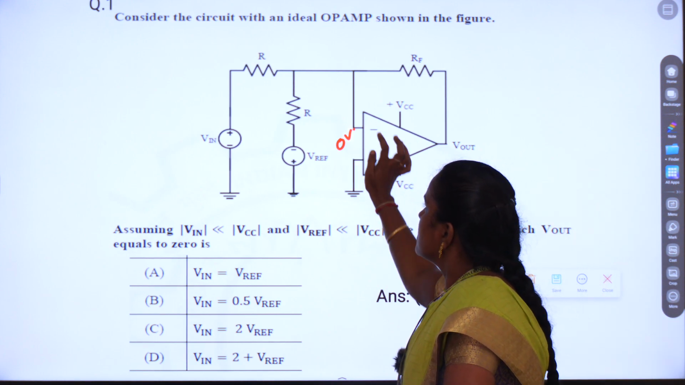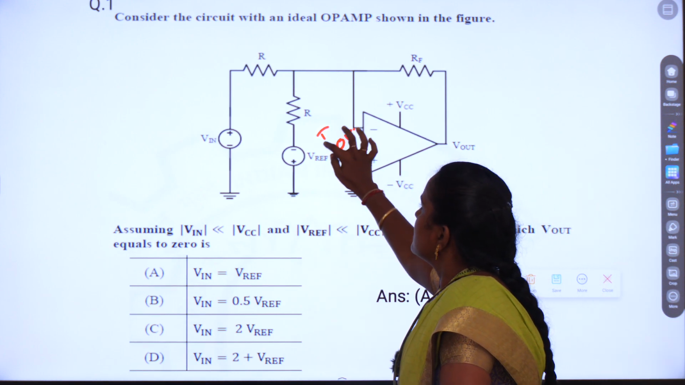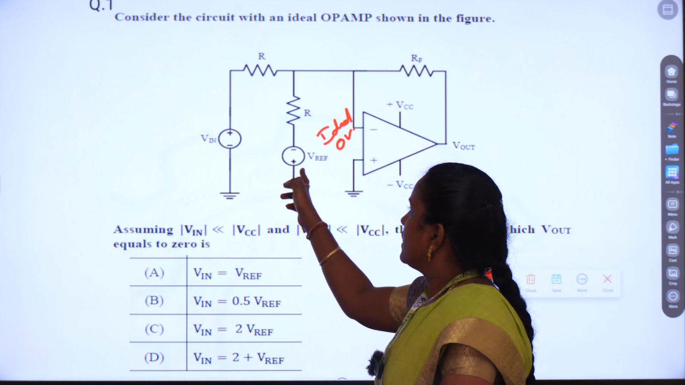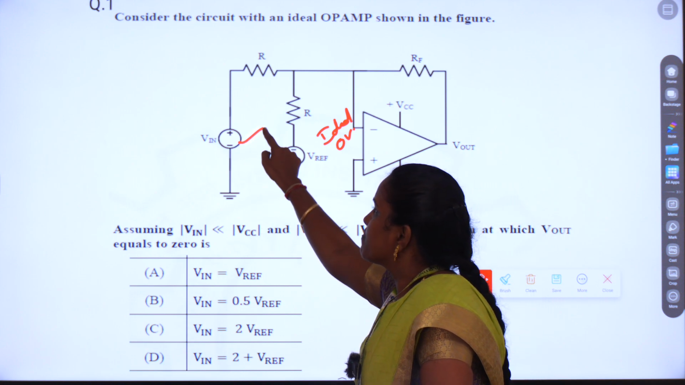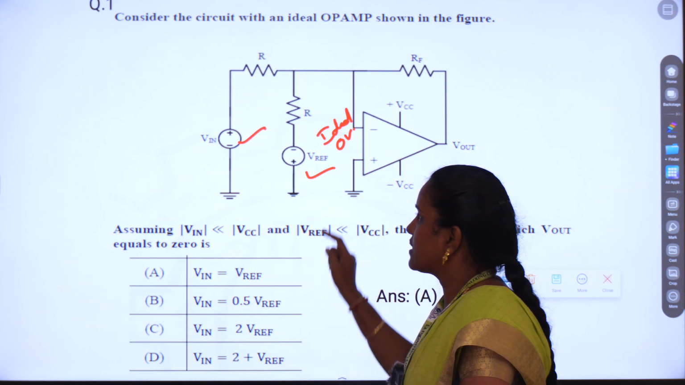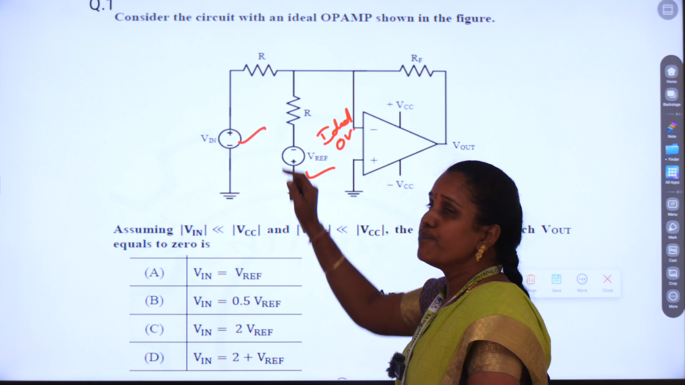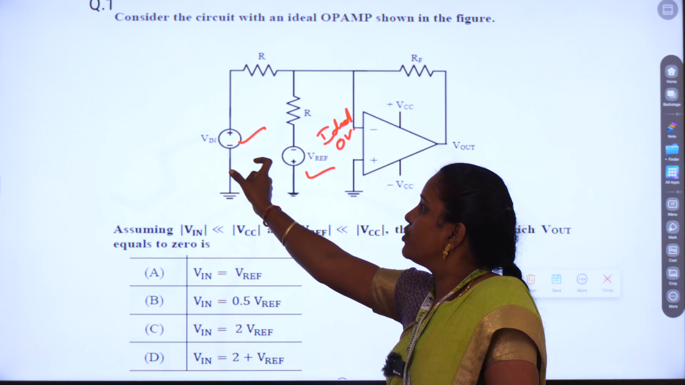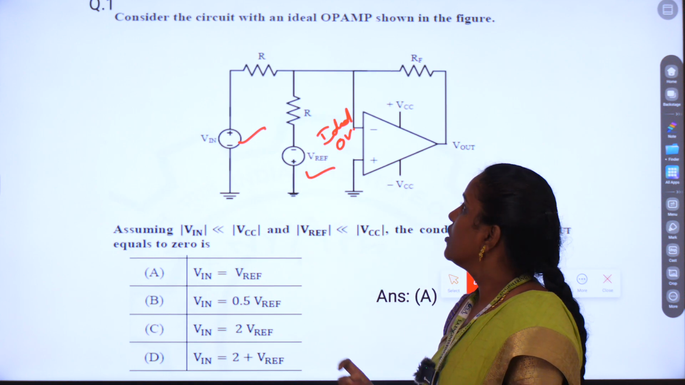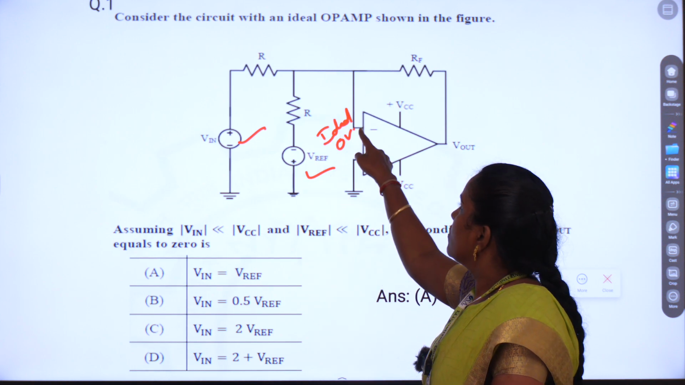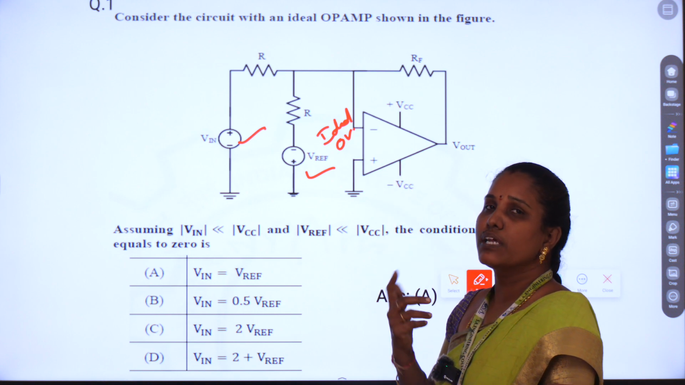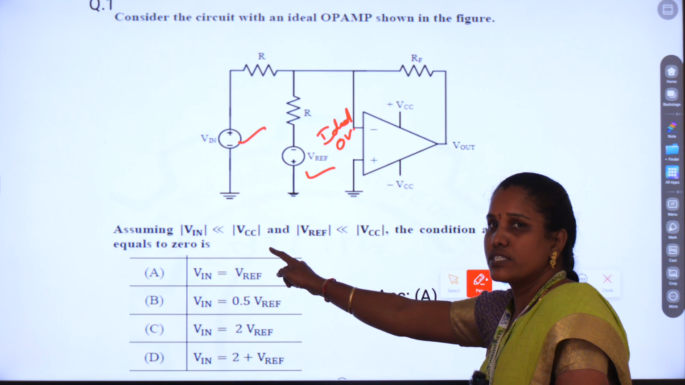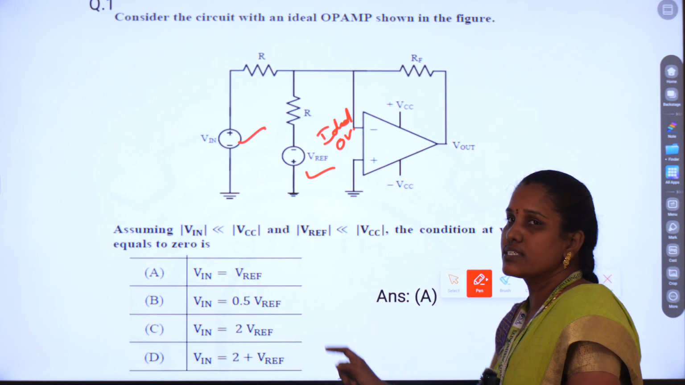Here you can consider 0 voltage for ideal cases. Here both V in and V reference are equal. Here they have given plus or minus, and here minus and plus, so both are the same. It is connected to the inverting terminal. So what will happen if the input voltage is equivalent to V reference? Both are connected to the ground, so the voltage at this inverting terminal is 0. What they are asking is that V reference is far less than VCC as well as V in far less than VCC.